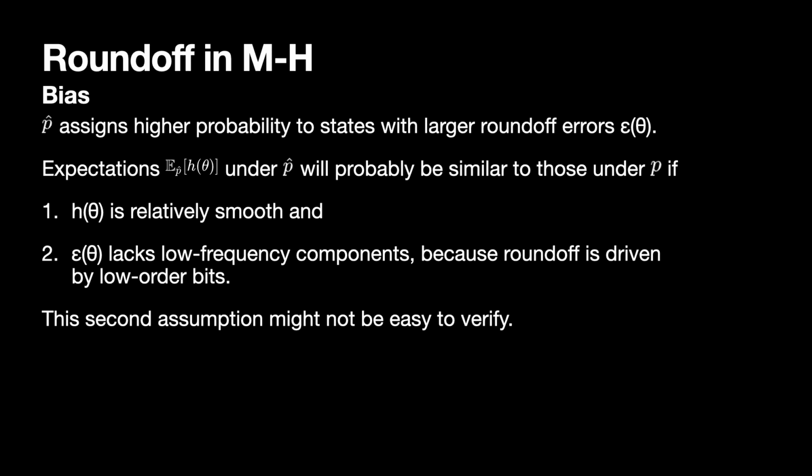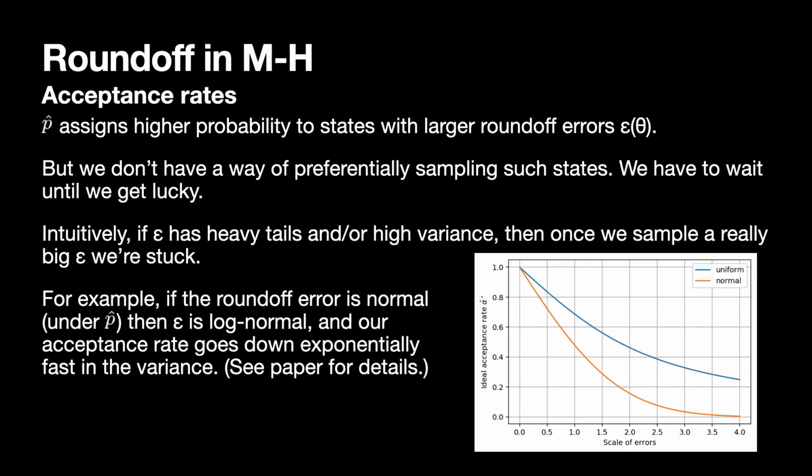But I would say that as big an issue is, does the algorithm even do an okay job of sampling from p hat, right? So there's this issue that p hat assigns arbitrarily higher probability to states with larger round-off errors, but we don't have a way of preferentially proposing those states. We have to wait until we get lucky and get a large positive error. So intuitively, if epsilon has heavy tails or high variance, then once we sample a really big epsilon, we're stuck. We have to keep sampling until we get, just purely at random, another similarly extremely large round-off error.